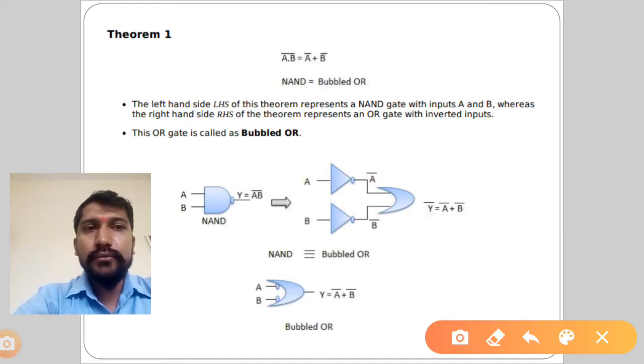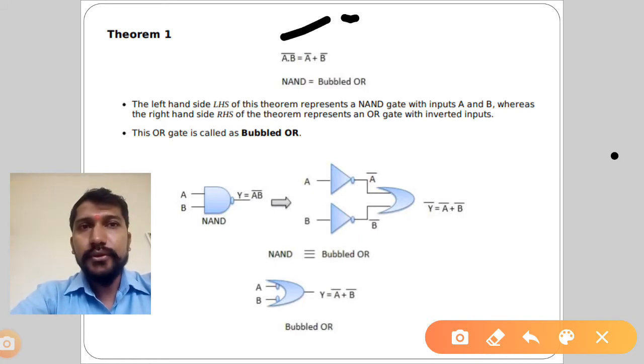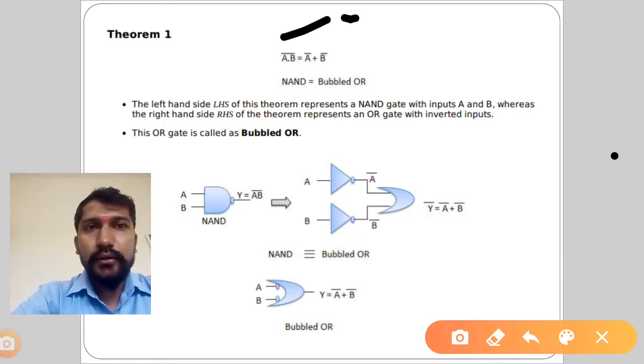The statement of De Morgan's first theorem is shown over here. (A dot B) bar is equal to A bar plus B bar. What does it suggest? (A dot B) bar, that is which gate? That is your NAND gate, is equal to A bar plus B bar. A bar plus B bar indicates what? Two NOT gates which are joined by using an OR gate.